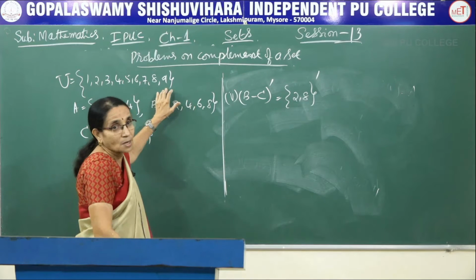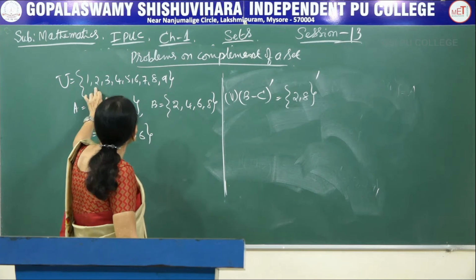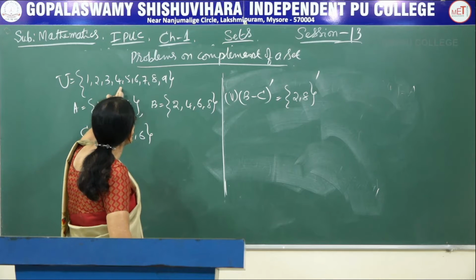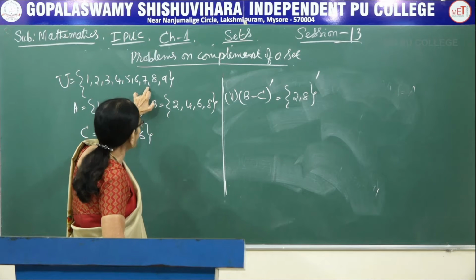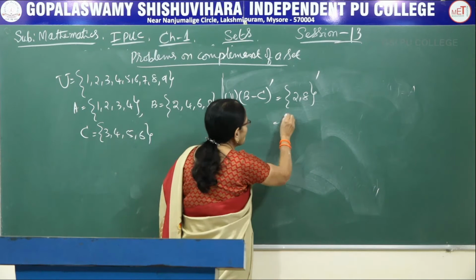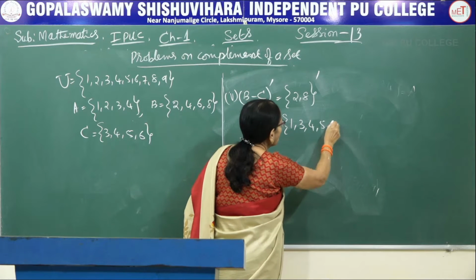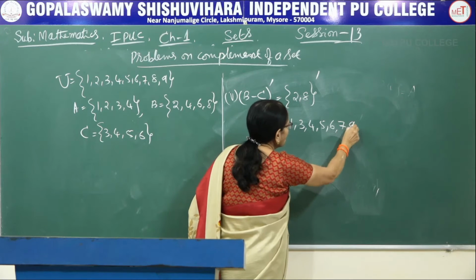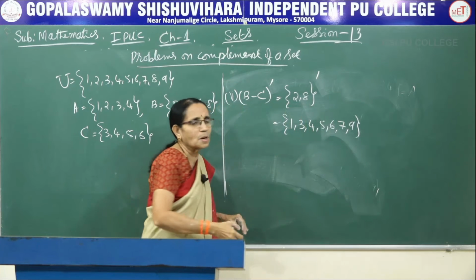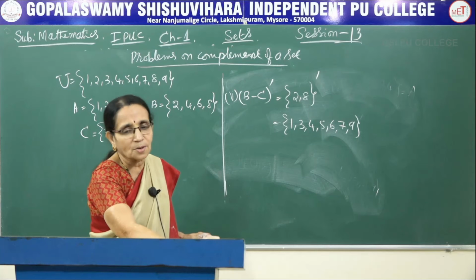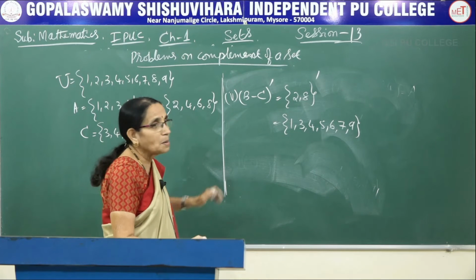So first I write B minus C, take the complement. So go to the original set, the universal. Omitting 2 and 8, what are all the remaining elements? 1, 3, 4, 5, 6, 7 and 9. Write that one. So leaving these two elements, now we have to write the remaining elements. So that is called the complement of B minus C.